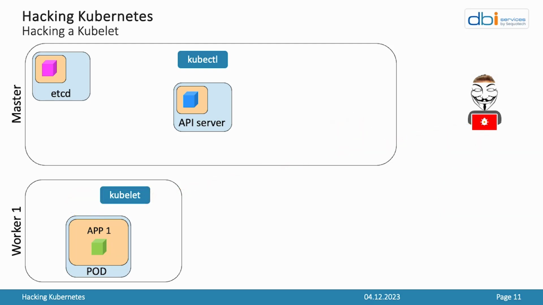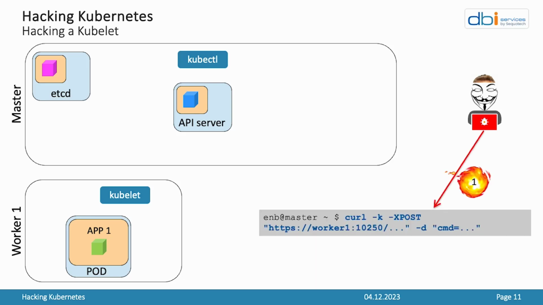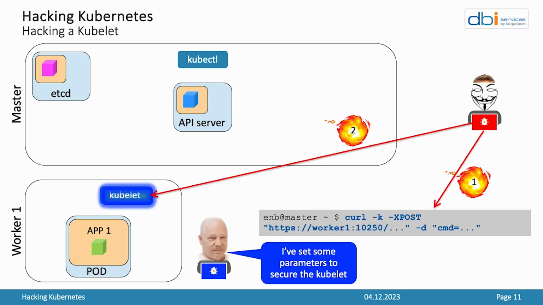Let's see how we could mitigate that attack. So I am the attacker, I am the red team, and I have my curl command to interact directly with the kubelet. So I throw my attack to the kubelet component, but now this component has been protected by the blue team, the defender team.